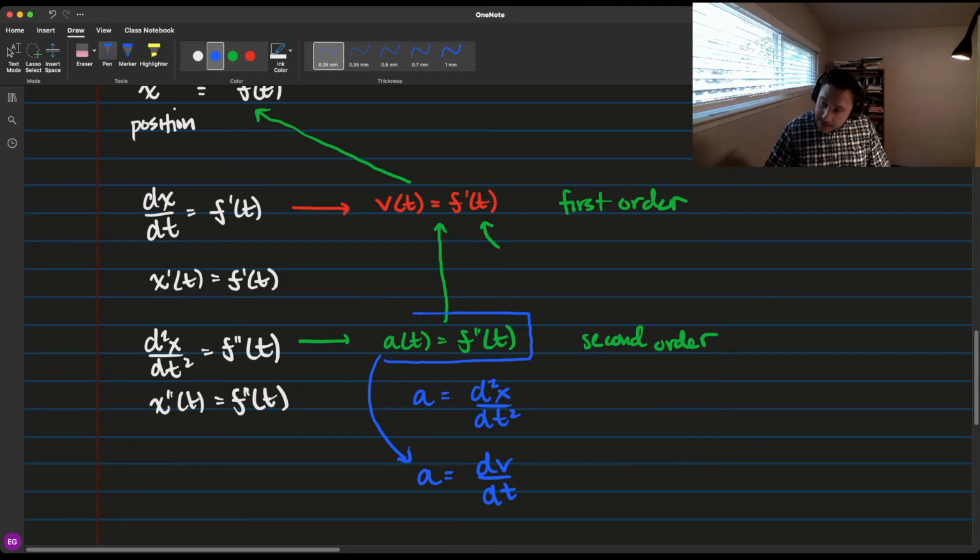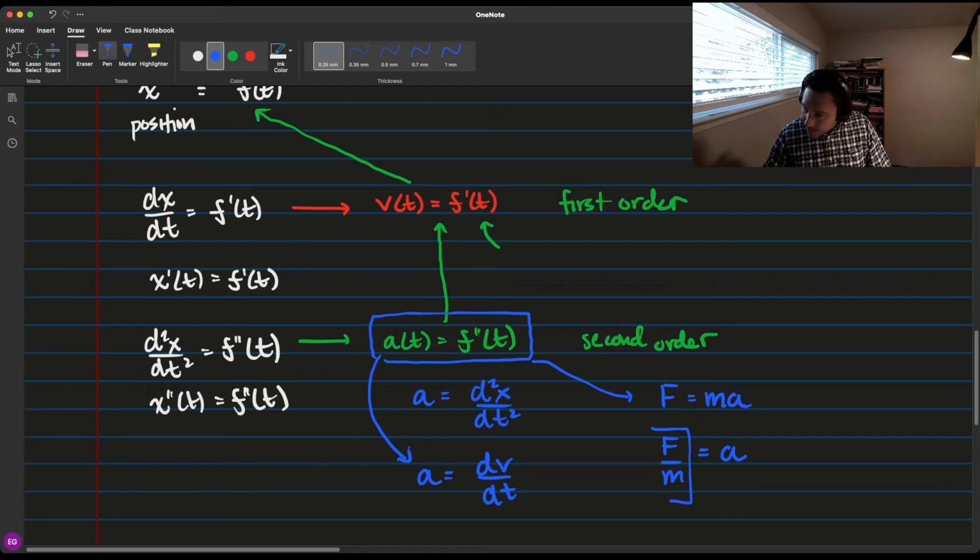This usually shows up in a more common form: force equals mass times acceleration. If you solve this, you're saying acceleration equals force over mass. This force over mass is that f double prime. Okay, so usually you're used to seeing it as F equals ma, but when you write it as a differential equation, you usually want to say, hey, acceleration equals force over mass.